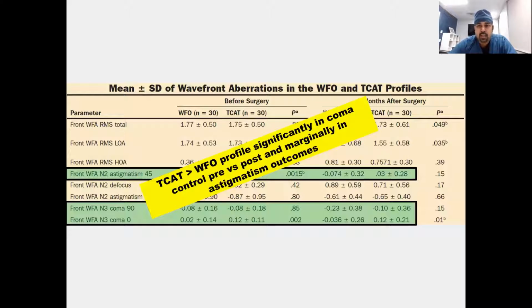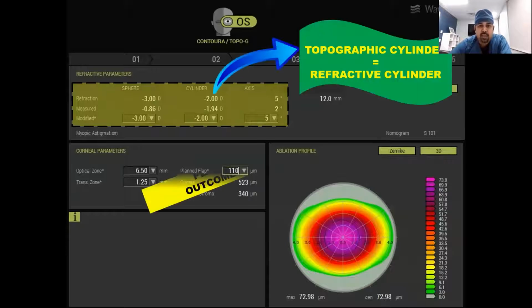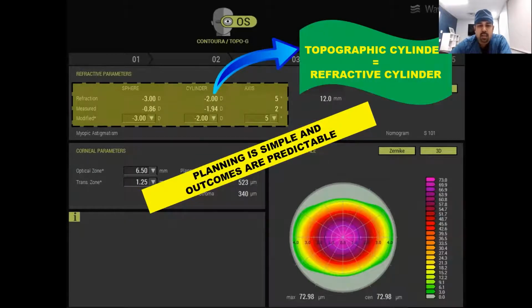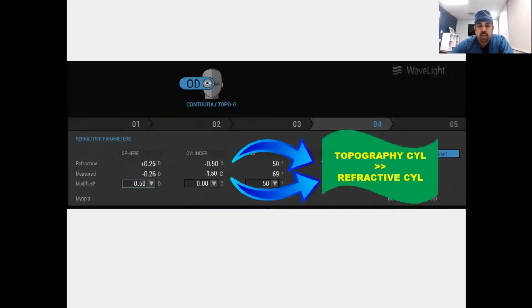So this is an era, about 10 years ago, when people started doing Contoura and other kinds of topo-guided treatments, and they had better outcomes with the topo-guided patient profiles on normal patients. So when you look at the other scenario, like I said initially, if they all match together, the planning is simple and the outcomes are predictable, and your outcomes are slightly better as far as the aberration profile is concerned, and the number of patients attaining an uncorrected vision over their preoperative corrected vision is slightly better in the topo-guided platforms.